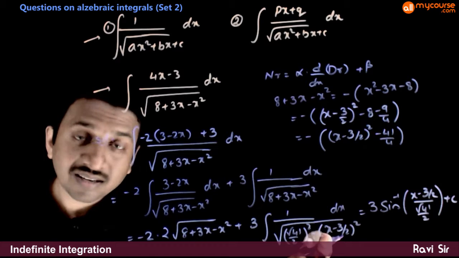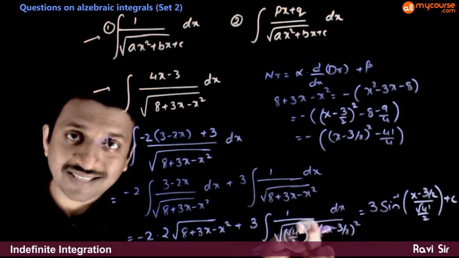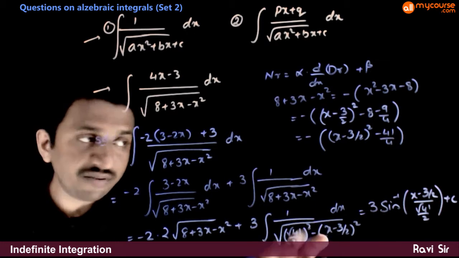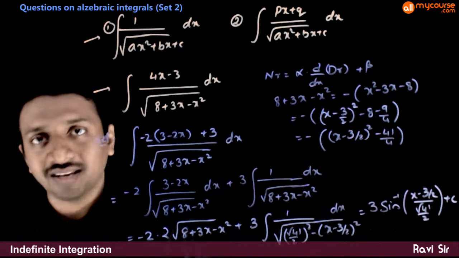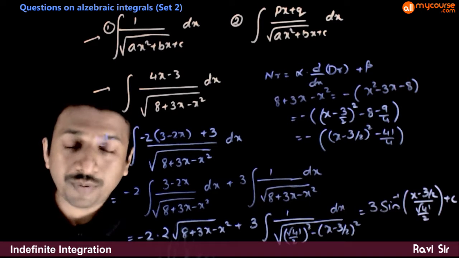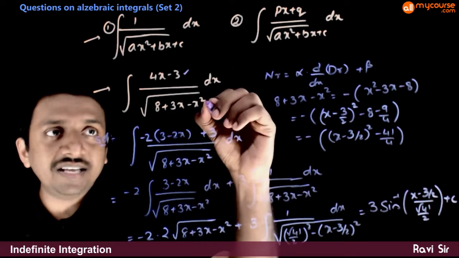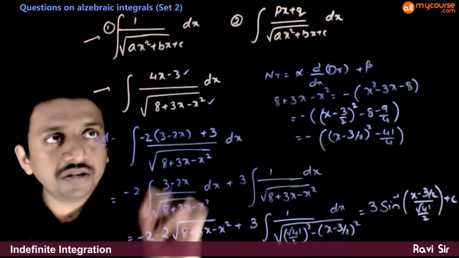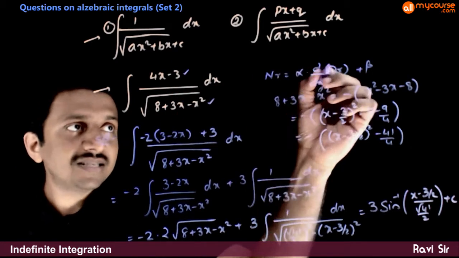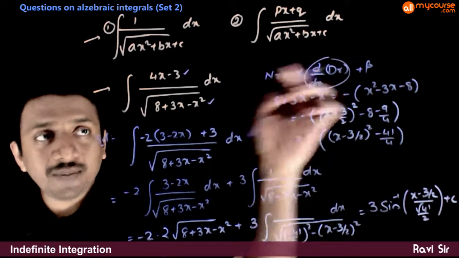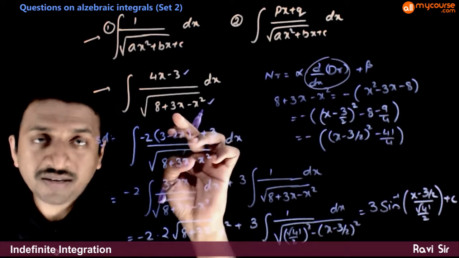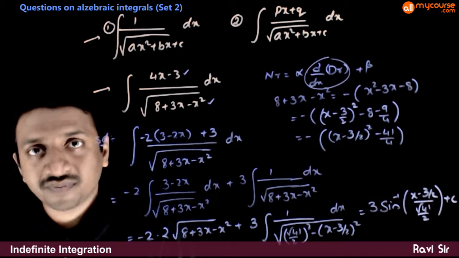So x is not being multiplied by any separate constant. x is x itself, so I don't need to divide with any number. So I hope you understand how to solve linear by root of quadratic. You write the numerator as some number times d by dx of the quadratic in the denominator plus some constant, and then go forward.